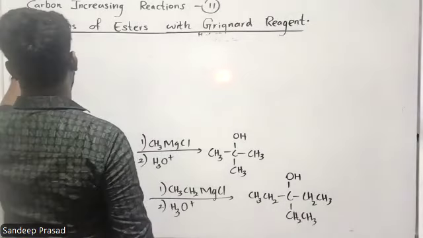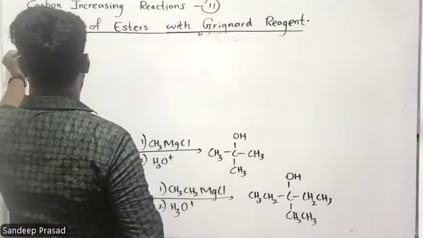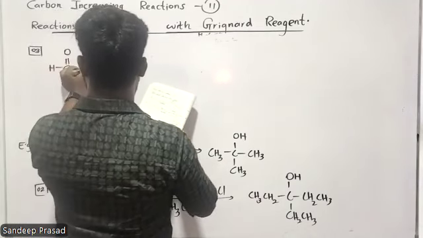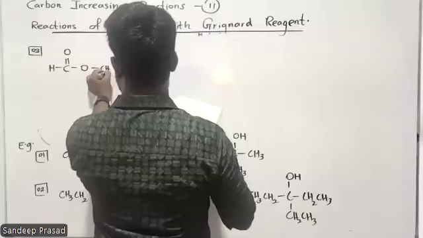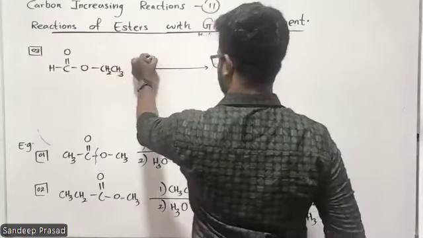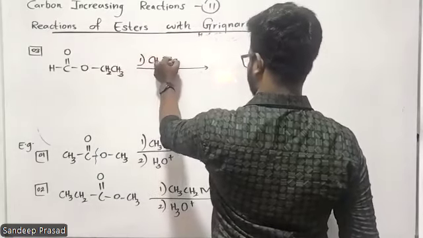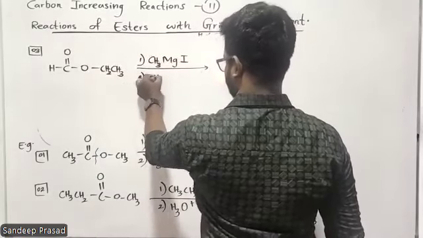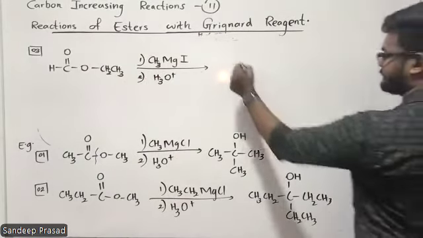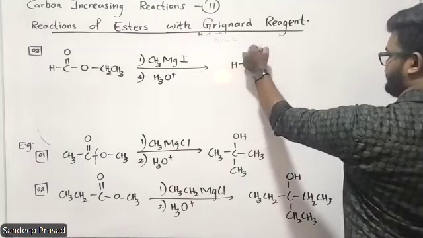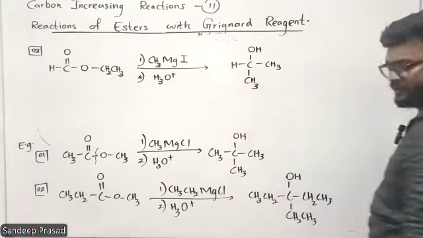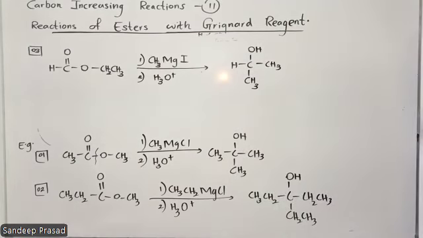Example number 3. Methyl magnesium iodide, H3O plus. So what will happen? HCOH. The methyl group, which is coming from the Grignard reagent, is connecting to that compound.